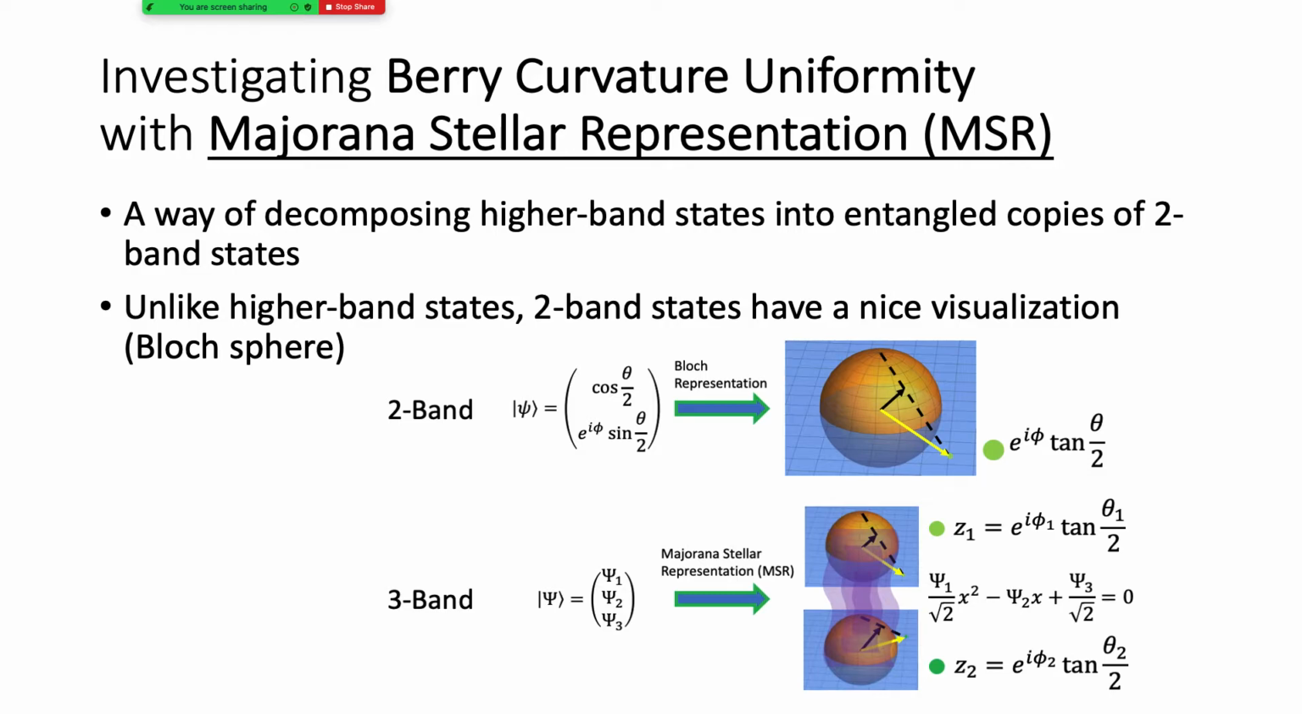So the question is, can we extend this to three-band models? If we have a spin 1 particle, instead of two complex numbers, now it's three complex numbers. Can we represent these three complex numbers geometrically on some sort of mathematical object? The answer is yes. Through the MSR, we can represent the three complex numbers as two points on two spheres.